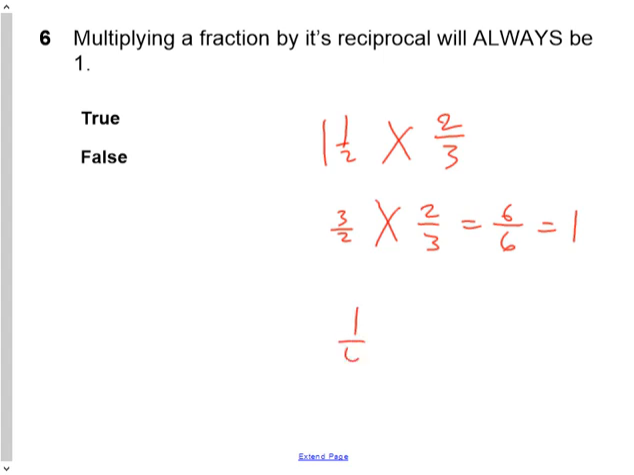What if I took 1/4 and multiplied it by its reciprocal? Its reciprocal would be 4/1. That would give me 4/4, which is 1. So therefore, the answer is true. Whenever you multiply a fraction by its reciprocal, you will always end up with the answer of 1. Now, the rest of the questions are just straightforward calculations.